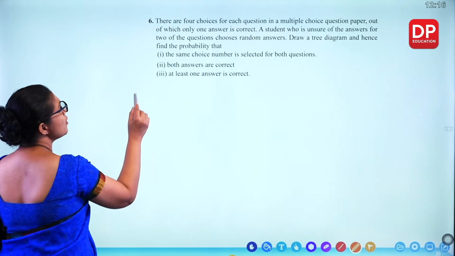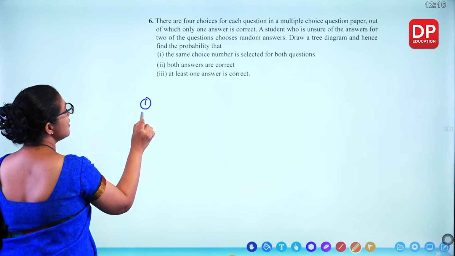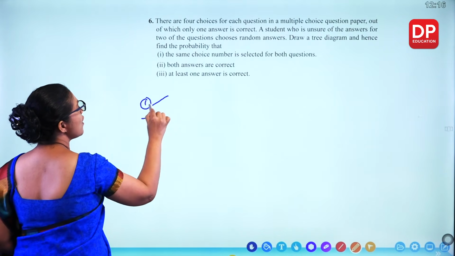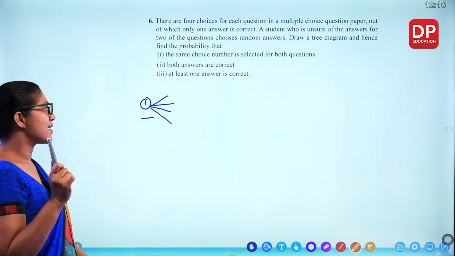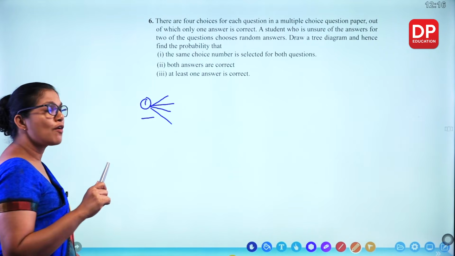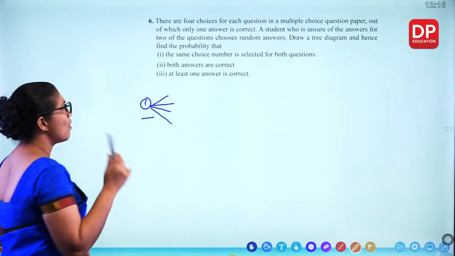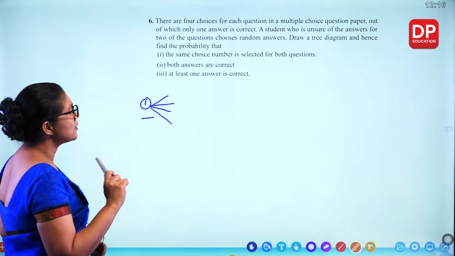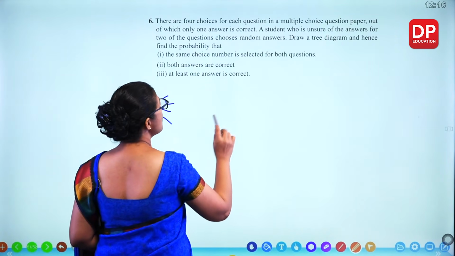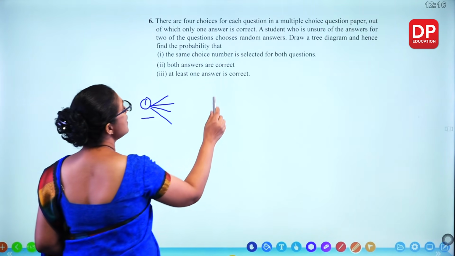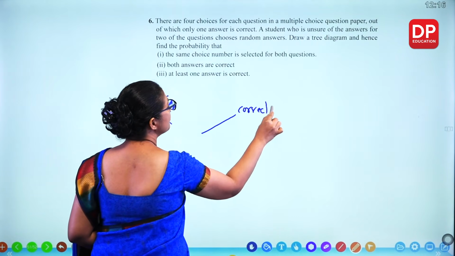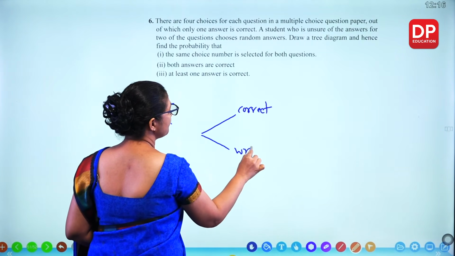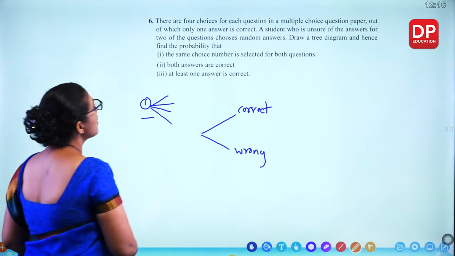When you take one question, you get 4 choices. So 1, 2, 3, 4. 4 choices are there. Only one answer is correct. So what's the probability of getting the correct answer? 1 over 4. So what are the possibilities you can get when you take one question? Correct or wrong.